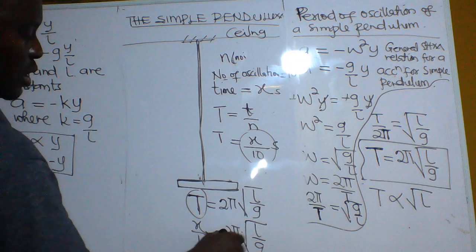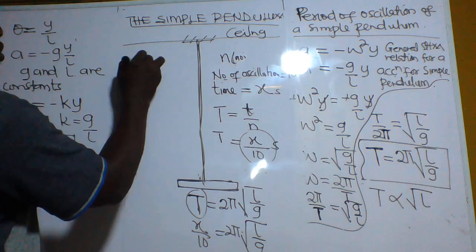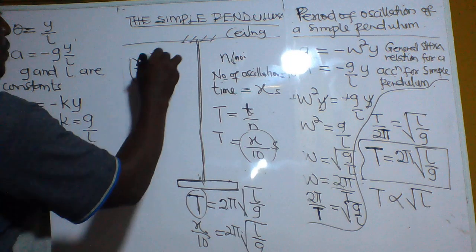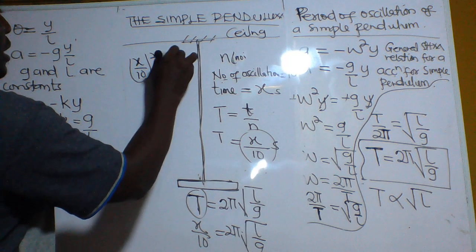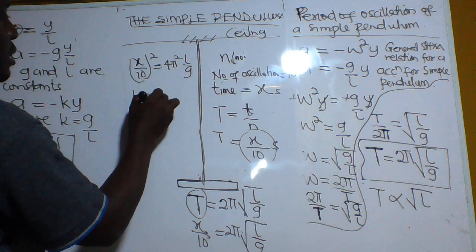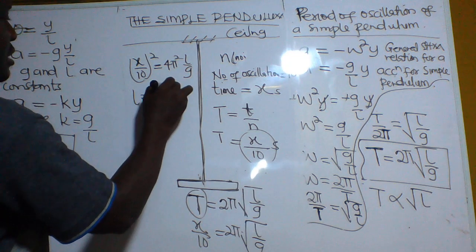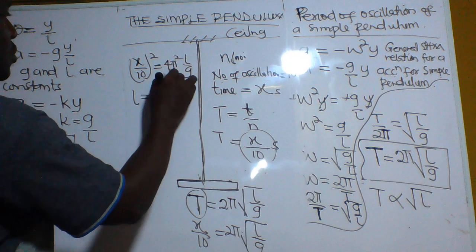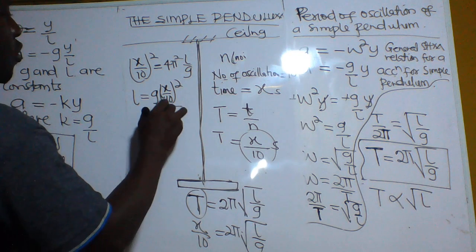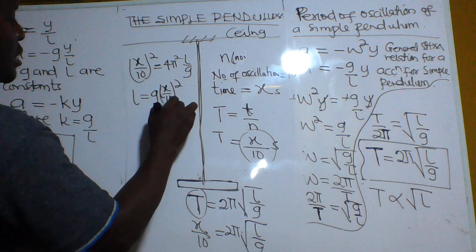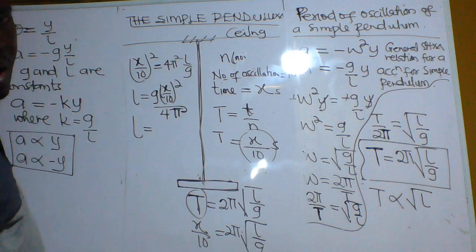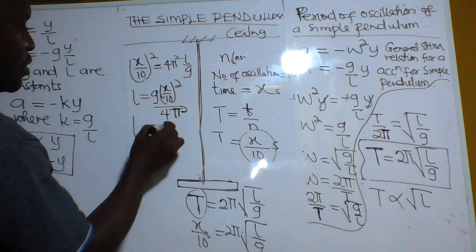We have to square both sides of the equation. So (x over 10) all squared will be equal to 4π² L over g. L therefore is equal to g times (x over 10) all squared, divided by 4π².